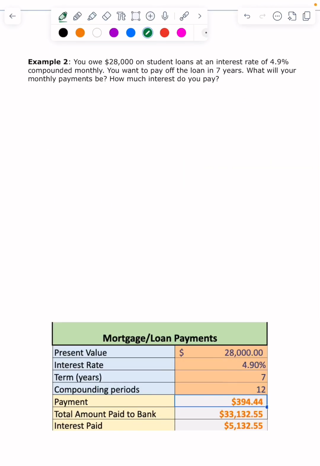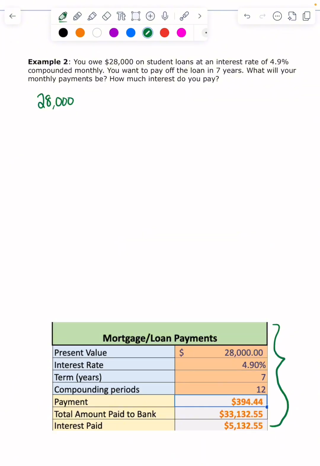Example 2, you owe $28,000 on student loans at an interest rate of 4.9% compounded monthly. You want to pay off the loan in 7 years. What will your monthly payments be? How much interest do you pay? So you see that we can do this in Excel, but we also want to be able to do it by hand.